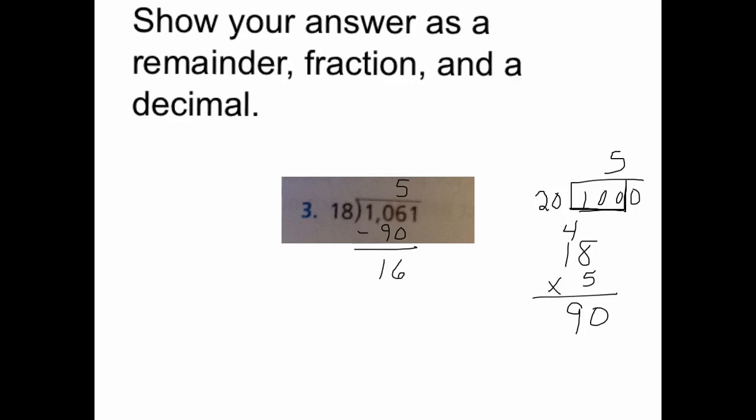Now remember, always check when you subtract to make sure that this number is smaller than your divisor, and it is. Then you can continue on. If it's larger, we should go up 1 with that number. Instead of 5, I should have tried 6. Alright, bring down your next number. So now we have 18 into 161.